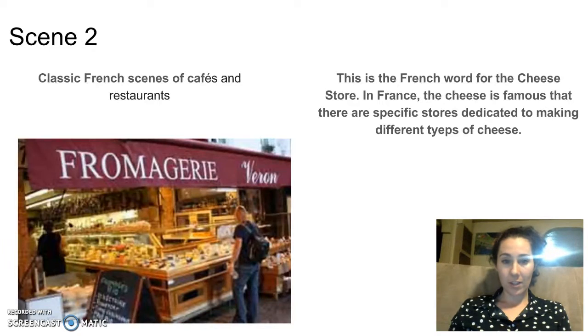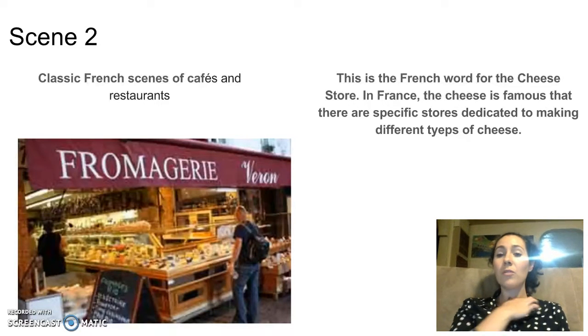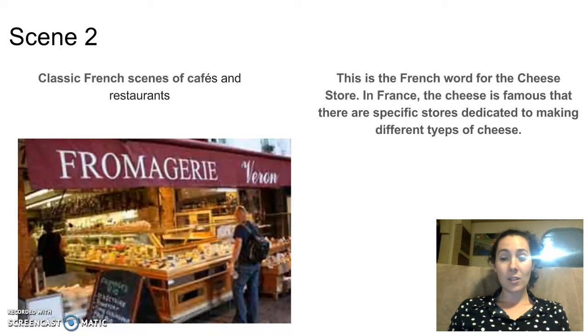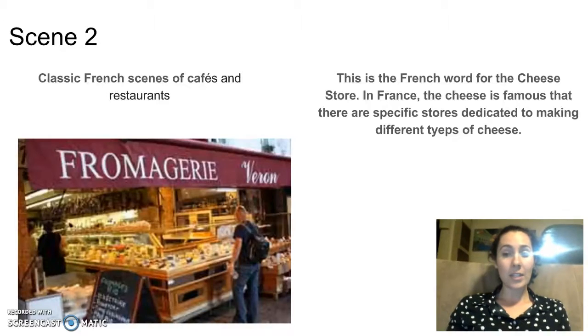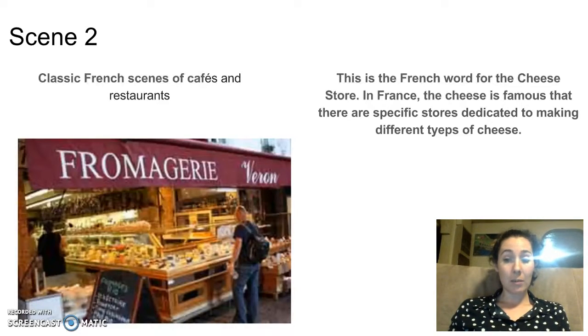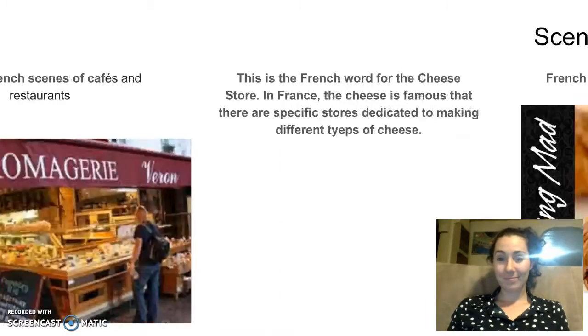So here's another example. Fromagerie is the French word for the cheese store. In France, the cheese is so famous that there are specific stores dedicated to making different types of cheese. Now, unlike this example, please look over your spelling and make sure that there are no typos.